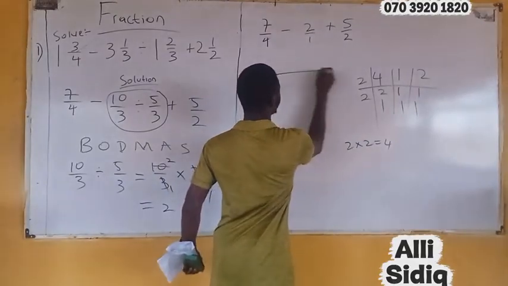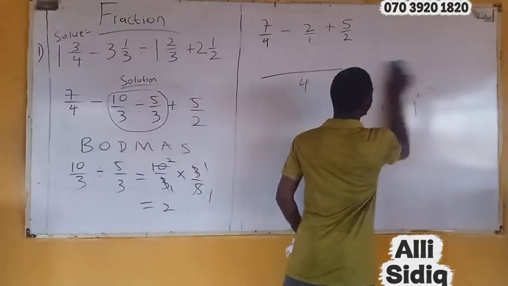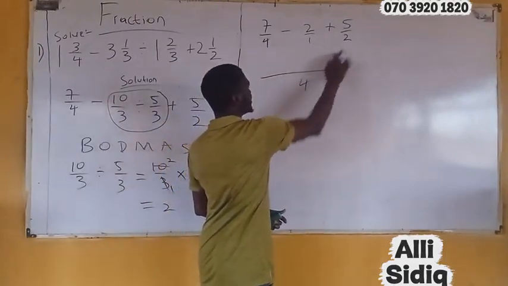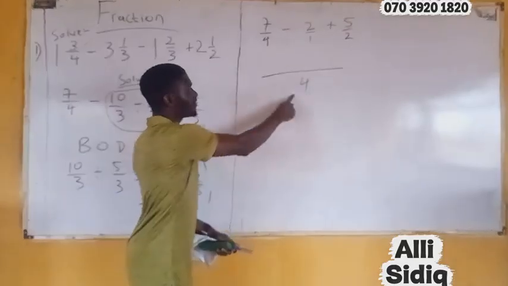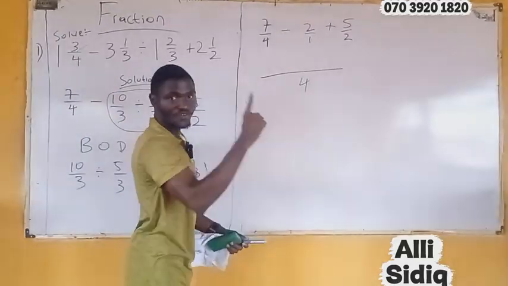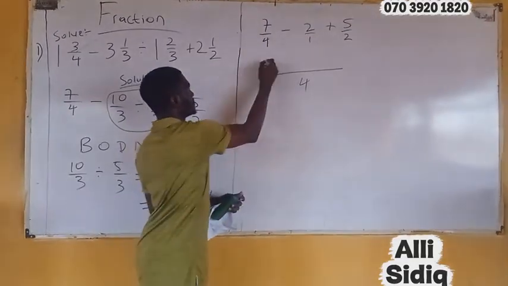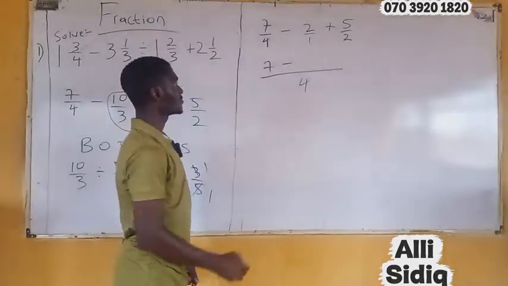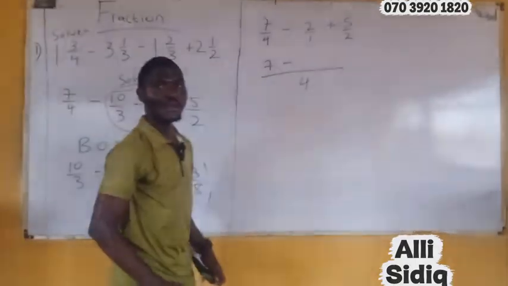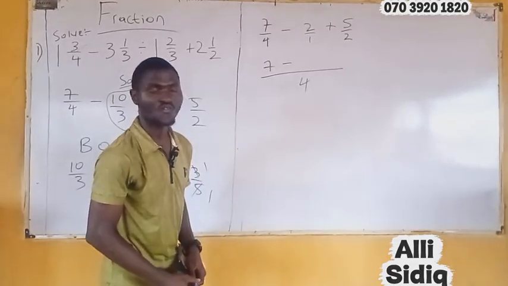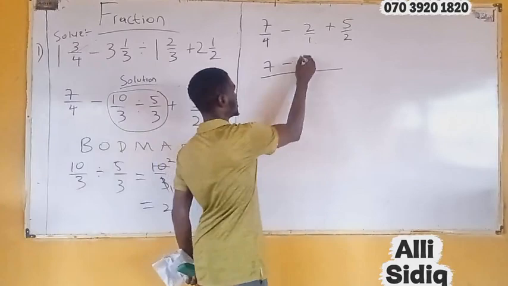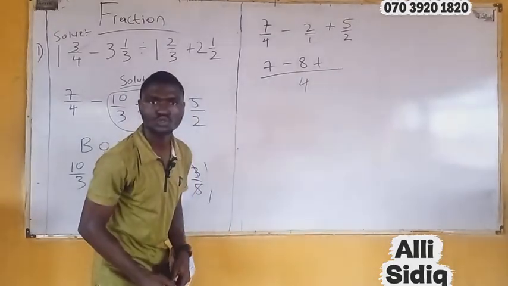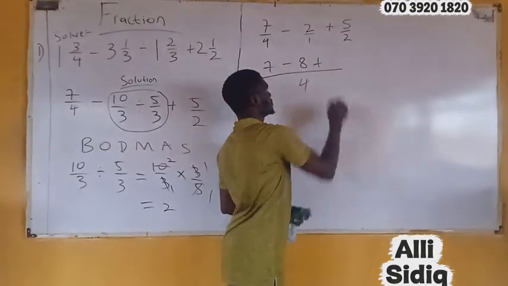So I'll just bring it like this. I have 4. So that means the LCM of all these here is 4. So now I'll do 4 in 4. I have 1. 1 times 7, I have 7. Introduce your minus sign. 1 in 4, how many 1 can you see in 4? You have 4. Then 4 times 2, you have 8. Introduce your plus sign. 2 in 4 is 2. Then 2 times 5 gives you 10.